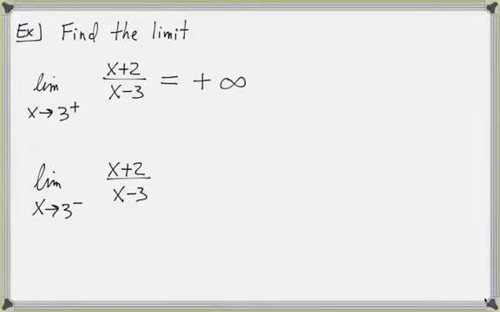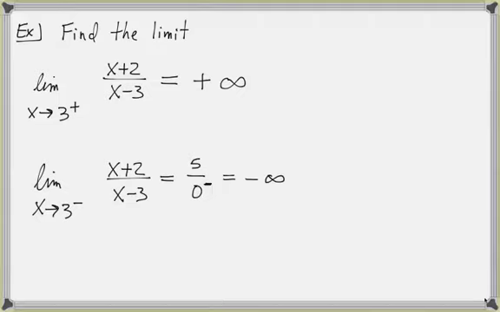Now let's consider the limit of the same fraction, but as x approaches 3 from the left. Again, the numerator will be approaching the number 5 as x gets closer to 3. The denominator will be going to 0, but only with negative values, slightly negative numbers. So the numerator is going to 5, the denominator is getting closer and closer to 0 from the left, so the whole fraction will be negative, and it should get arbitrarily large negative as x gets closer and closer to 3 from the left. So this limit we would write as negative infinity.